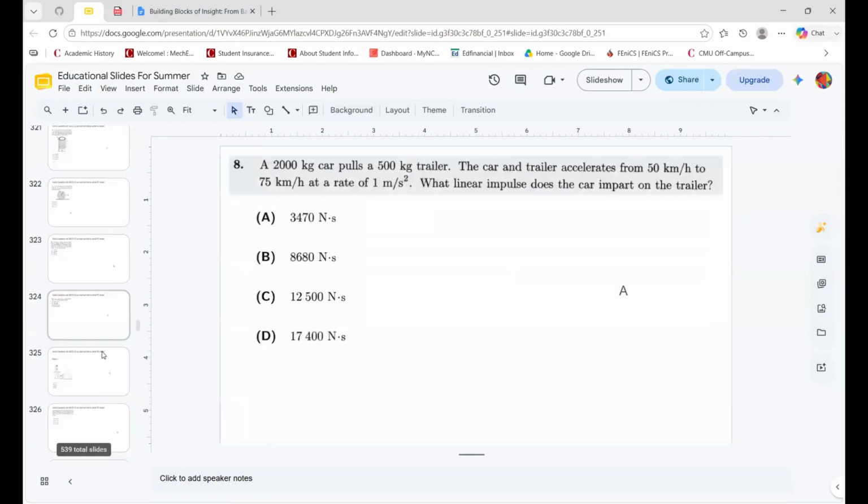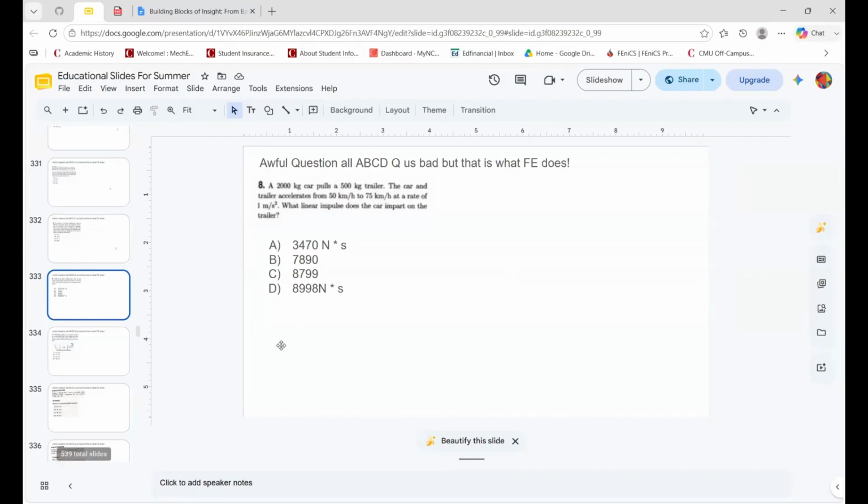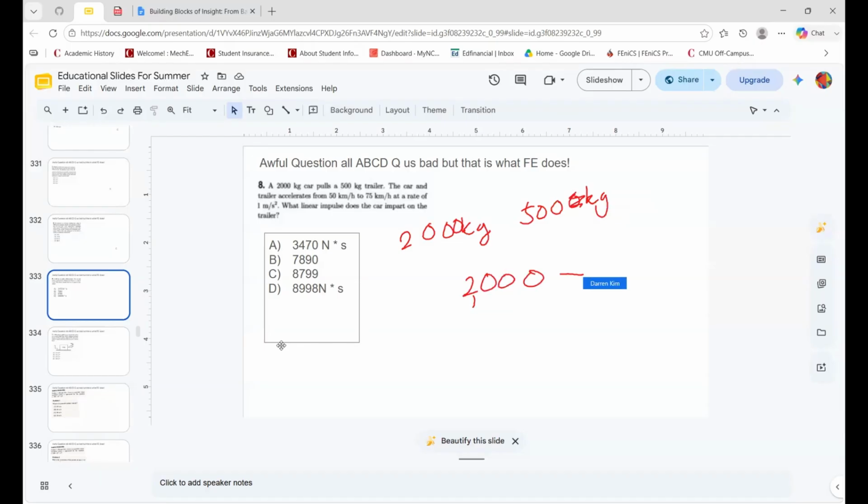Yeah, we did this already. Same question from different sources, I guess. Okay, we can do it again. So there's a 2,000 kilogram car and a 5,000 kilogram cart, right? So 2,000 over here, and you're moving something that's like this.